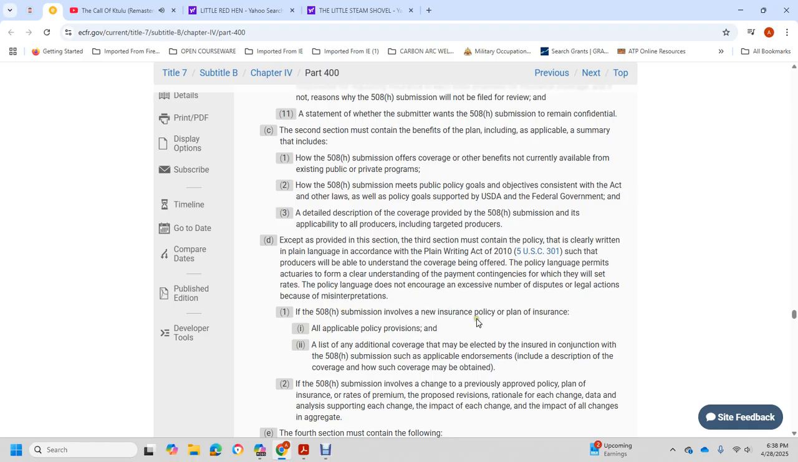A 508 submission involved with a new insurance policy or plan of insurance applicable to the policy listed with any of the additional coverage elected for the insured, with a claim in conjunction with the 508 submission with the applicable endorsement, includes the description of the coverage and how such coverage may be obtained.